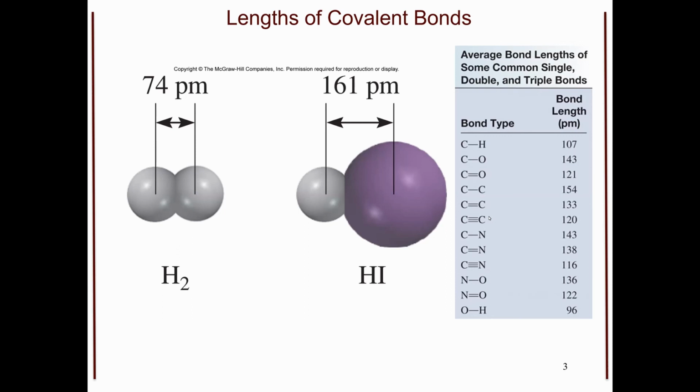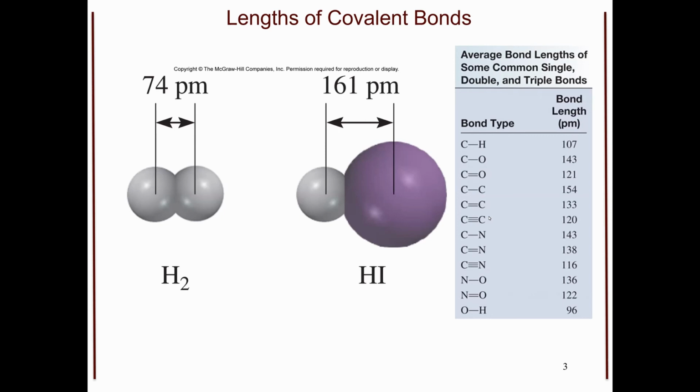So in the case of hydrogen, notice that we have H2 being 74 picometers. If I bind one of those hydrogens with an iodine, notice that because iodine is a larger halogen atom, as we see in the periodic table, this is going to produce a longer bond length. We will show you what this means about bond strength.